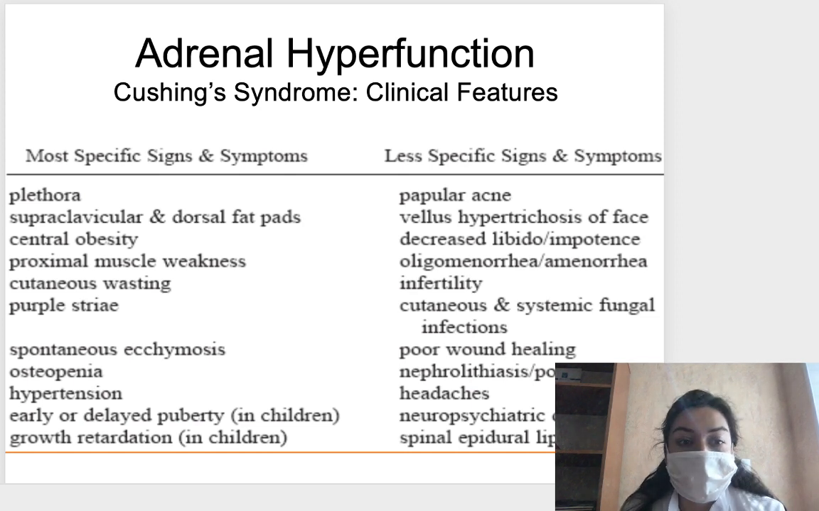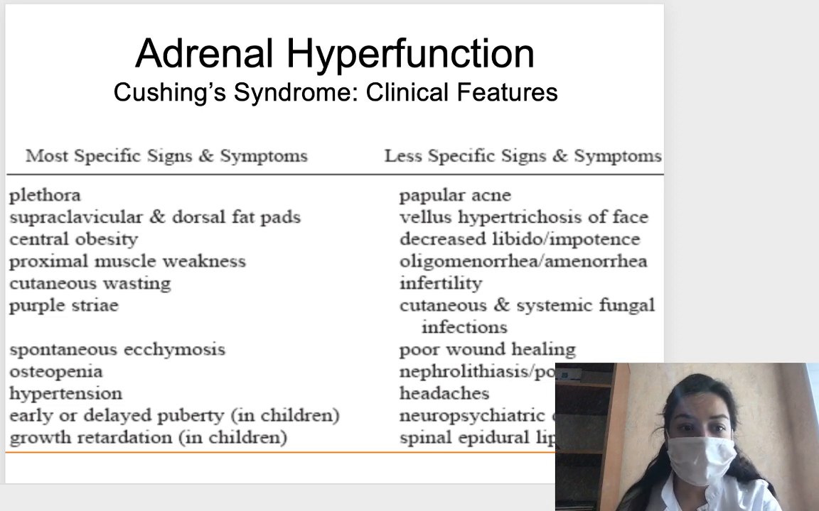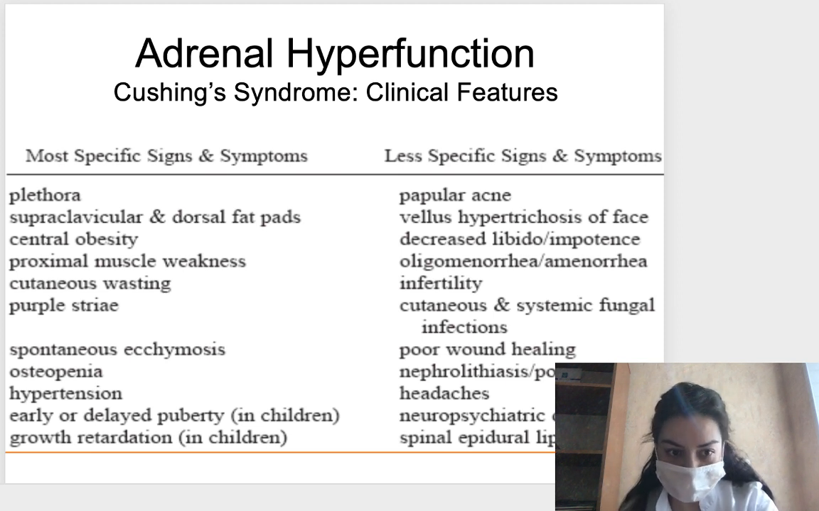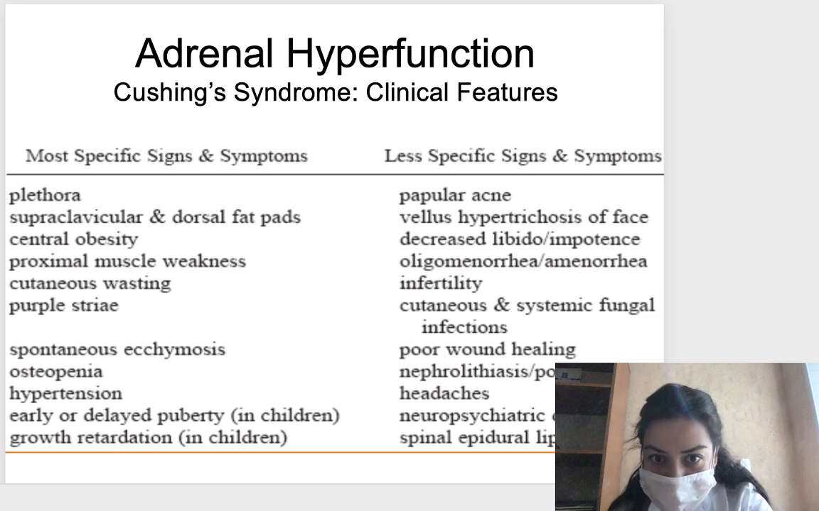Clinical features. Yes, the most specific signs and symptoms of Cushing's syndrome. It is plethora, it is supraclavicular and dorsal fat pads, it is central obesity, it is proximal muscle weakness, it is cutaneous wasting, purple stria. Moreover, it can be spontaneous ecchymosis, osteopenia, hypertension, early or delayed puberty in children, and growth retardation in children too.